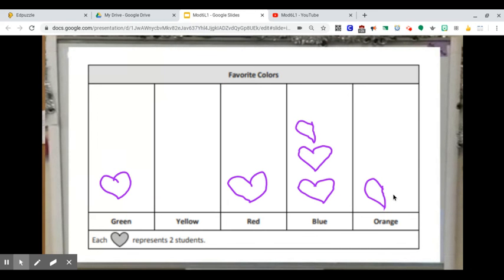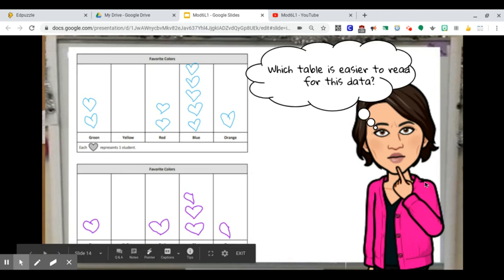Same thing with orange. Only 1 student had responded with orange as their favorite, so I chopped that heart in half to show half of my heart is 1 student.